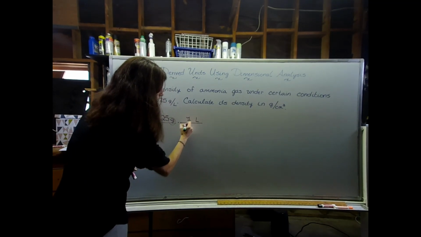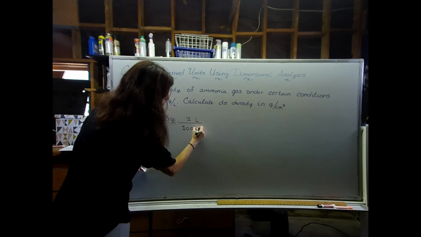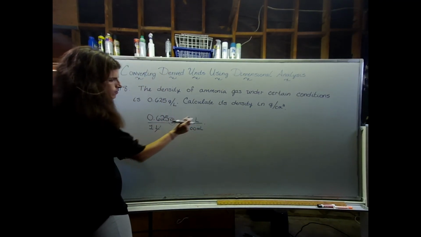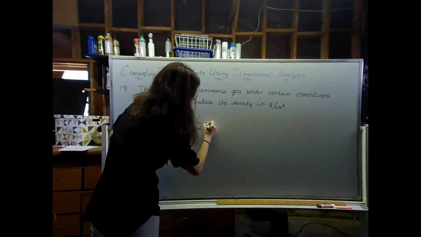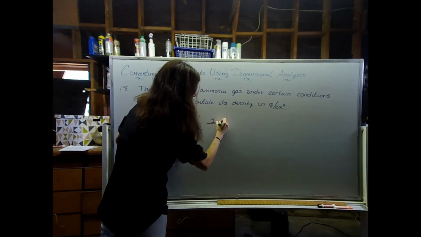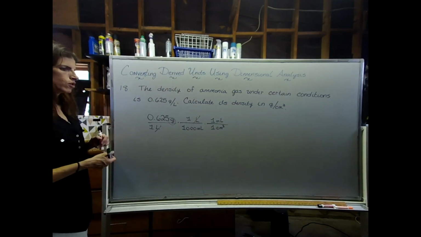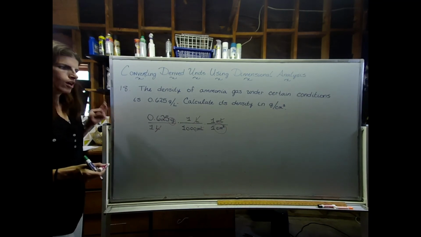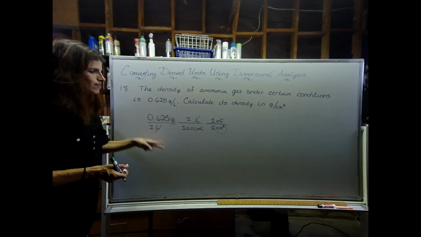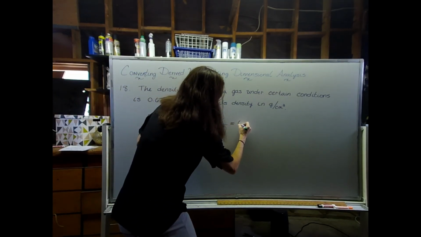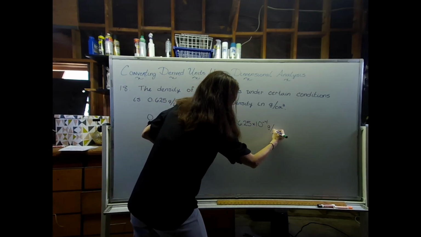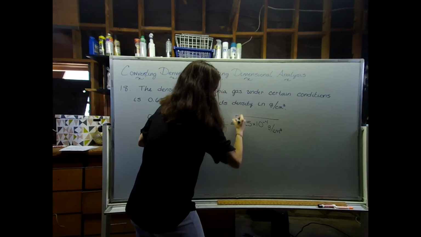So I know that 1 liter has 1,000 milliliters. And from there, liters is gone. And from there, I need to recall that 1 milliliter is equivalent to 1 centimeters cubed. So those are the same. This will cancel, leaving me with centimeters cubed. So at the end of the day, all I have to do is take the 0.625 and divide by 1,000. That gives me 6.25 times 10 to the -4th grams per centimeters cubed.